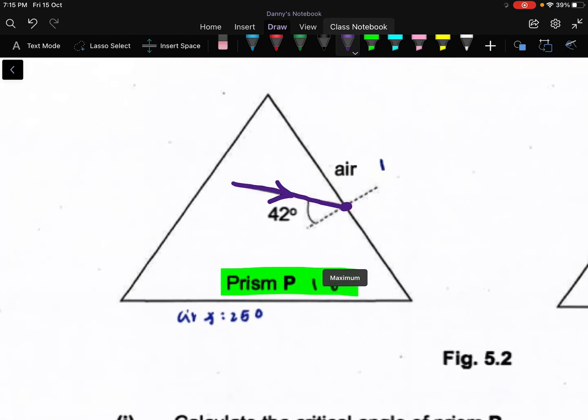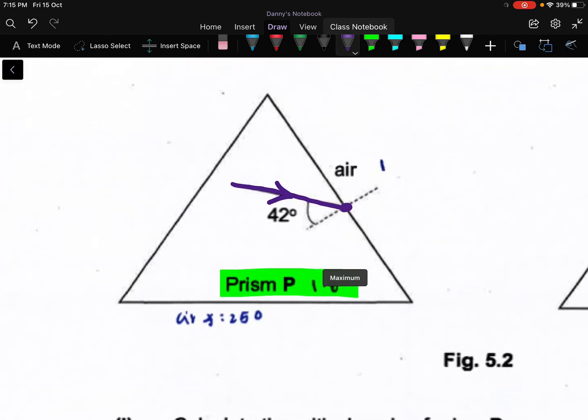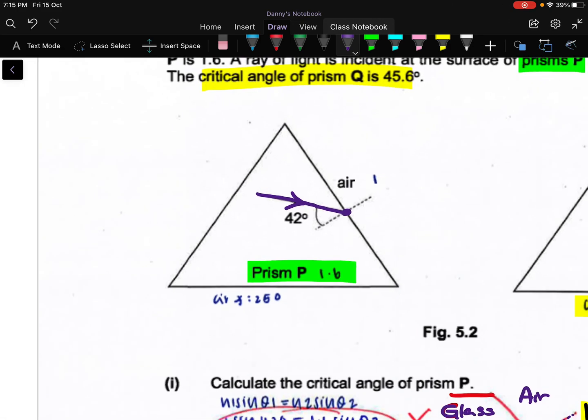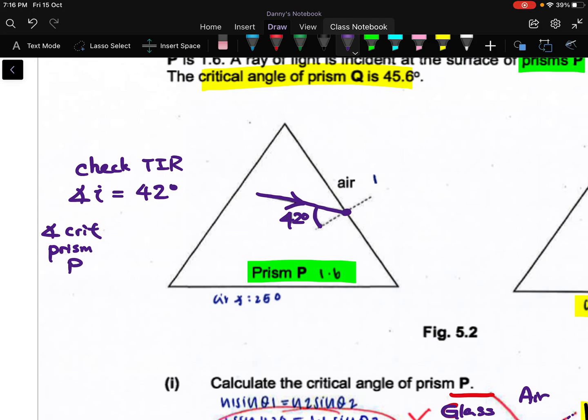Now, whenever you see a situation like this, whereby the light is traveling from a high index medium to a low index medium, you must check for TIR. What do I mean by check for TIR? Meaning that you need to take this, this is the angle of incidence, right? And you need to check it against the critical angle of your prism P.